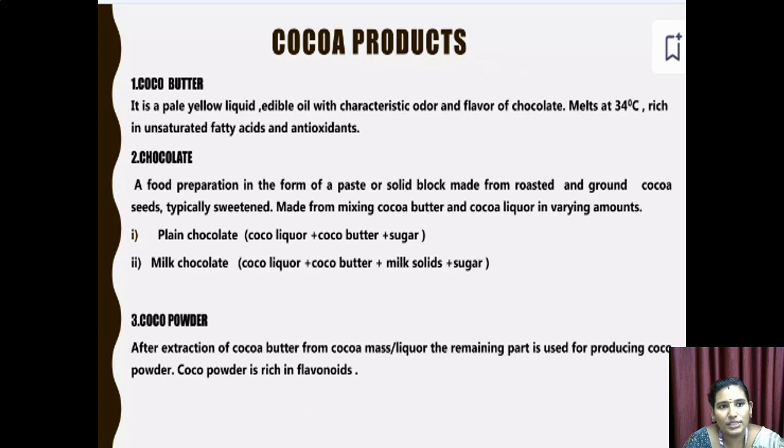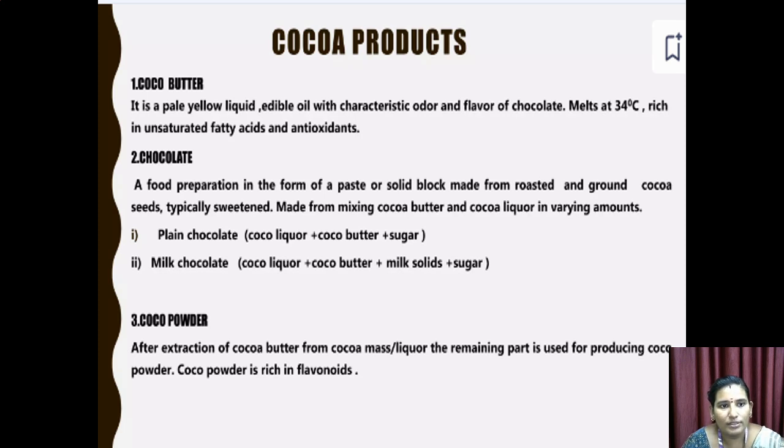Then cocoa products. First, cocoa butter. It is a pale yellow liquid edible oil with the characteristic odor and flavor of chocolate. It melts at 34 degrees Celsius. It is rich in unsaturated fatty acids and antioxidants.